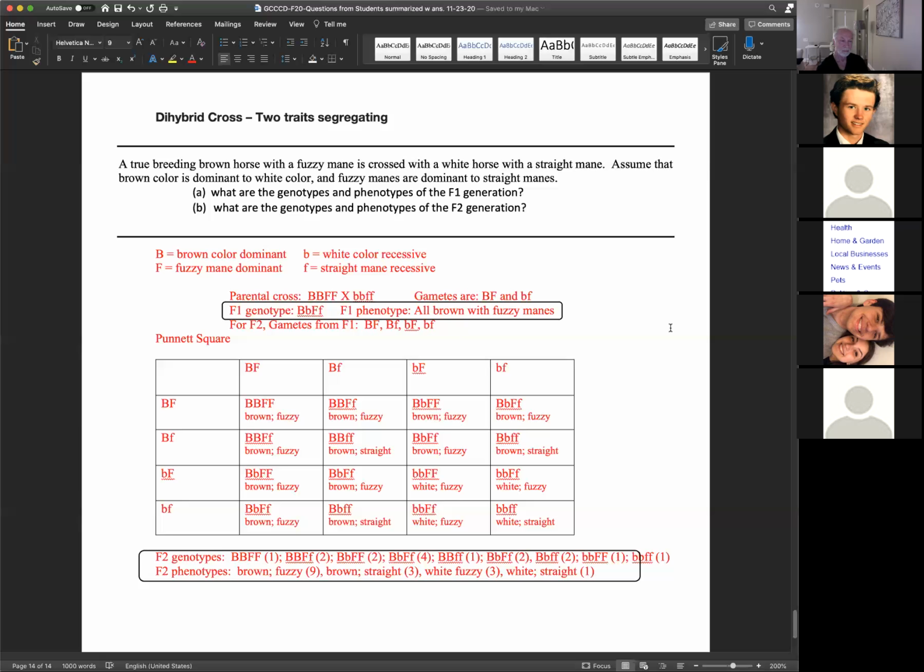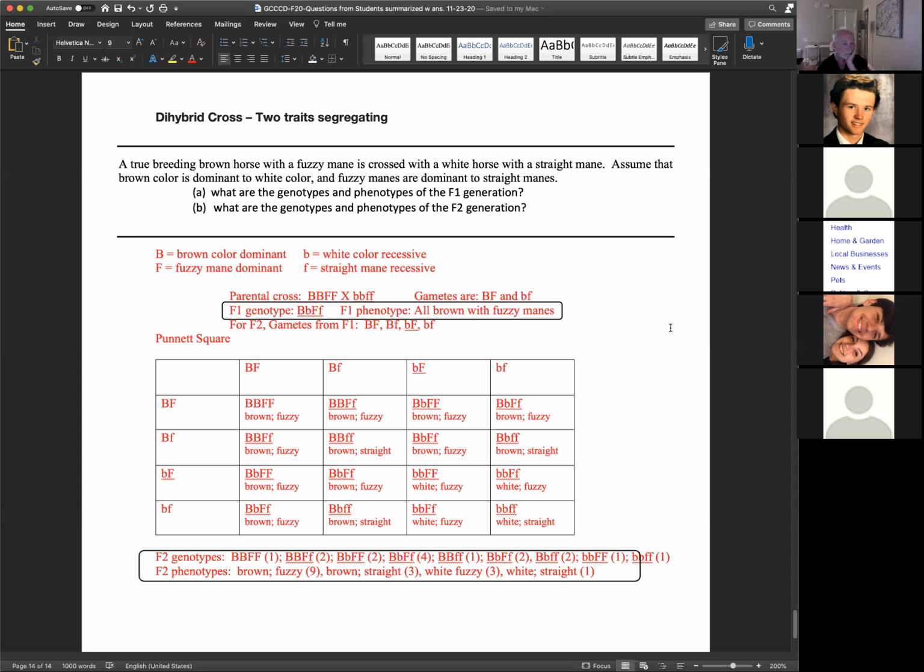All right, so they want to know the genotype and phenotype of F1, and the genotype and phenotype of F2. So again, we're setting up our basic Punnett square. Starting out, we have to assign our letters. We know that brown is dominant, so we'll assign that a capital B. We know that white is recessive, so we'll assign that a lowercase b.